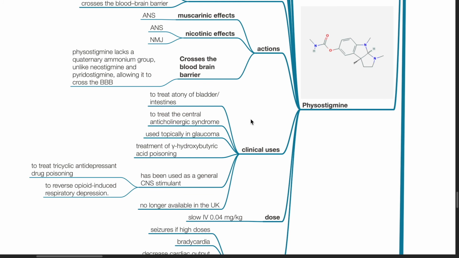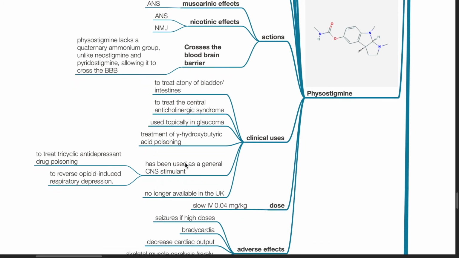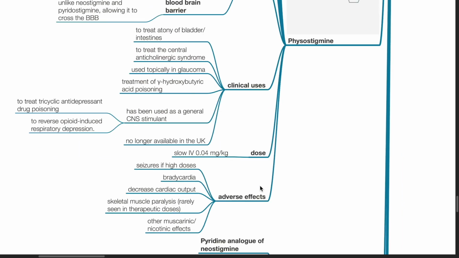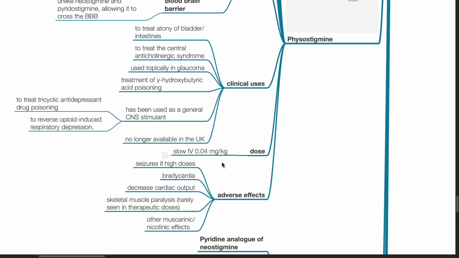Clinical uses of physostigmine include to treat atony of bladder and intestines, and to treat central anticholinergic syndrome. It is used topically in glaucoma. It is used to treat gamma-hydroxybutyric acid poisoning. It has been used as a general CNS stimulant to treat tricyclic antidepressant drug poisoning and to reverse opioid-induced respiratory depression. Physostigmine is no longer available in the UK. The dose is slow IV 0.04 mg per kg. Adverse effects: seizures if high dose, bradycardia, decreased cardiac output, skeletal muscle paralysis, other muscarinic or nicotinic effects.